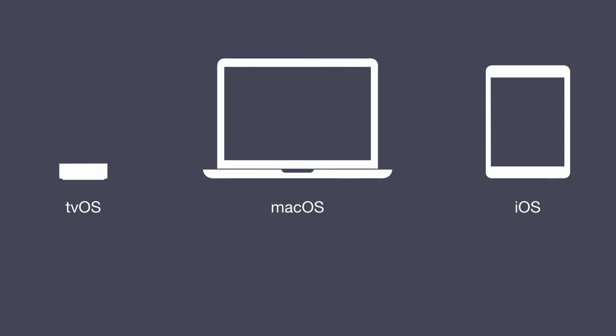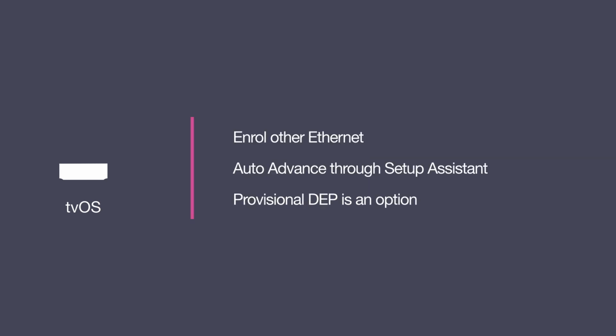Okay, and there are 3 OSs that we're going to look at briefly here in regards to this: tvOS, macOS, and iOS. Now, tvOS is kind of the simplest one. Once you've got everything built in, you just plug in Ethernet and power, turn the device on, and it will auto-advance through. This is going to be your real zero touch in the end. And you can use provisional DEP to bring a device in if it's running tvOS 10.2 or more.